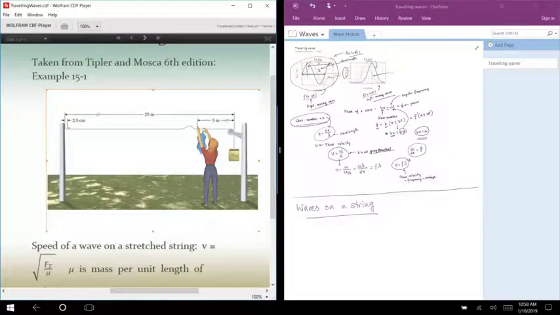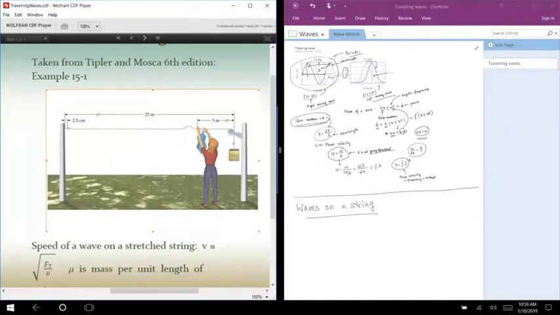So in this particular picture, the lady is striking the string at this point over here, and that causes a traveling wave. The wave is going to travel to the left. Because the wave is traveling to the left, we need to know how fast the wave is moving.